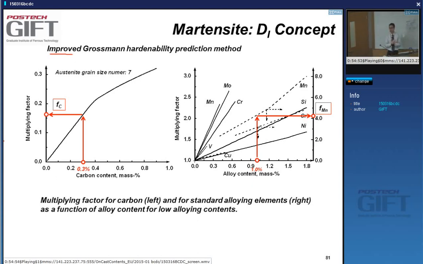But people who are into engineering steel research, bar steels in particular, have been working on improving these Grossman methods. And these are some of the latest graphs that are being used to determine these multiplying factors for carbon and for other alloying elements. And they may be slightly different than the original ones in the Grossman method.